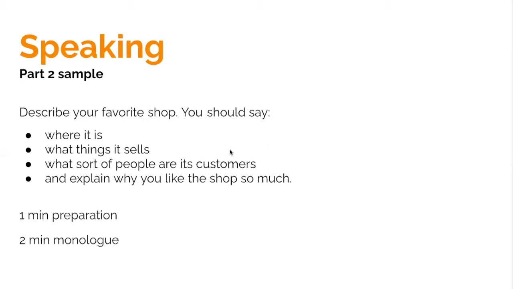So you just have to keep in mind, you're given a paper with this structure. And you also have a piece of paper, your personal one, where you can take notes. You can see these points, of course. This is for you. You see this full text: describe your favorite shop, where it is, what things it sells. You see everything.